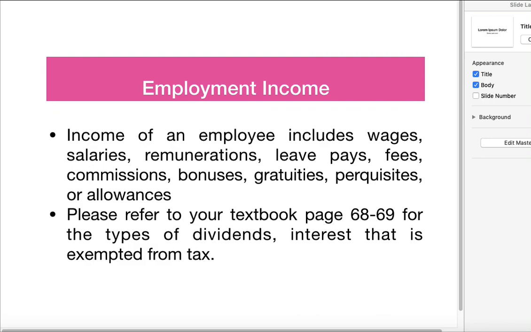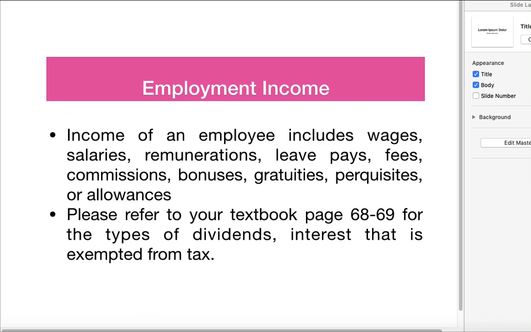Okay, this is a type of income. So for employment income, for example, the government servant, people who earn a salary, who receive salary, sometimes receive bonuses. So this is a type of income that we will add up later in the aggregate income.